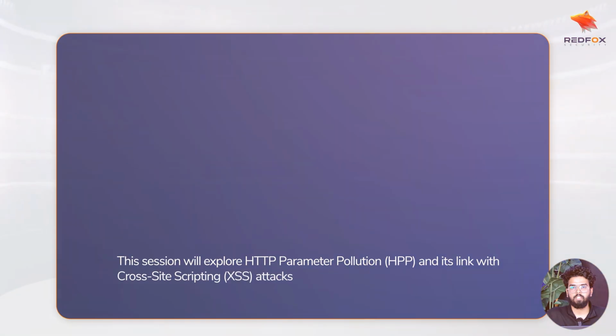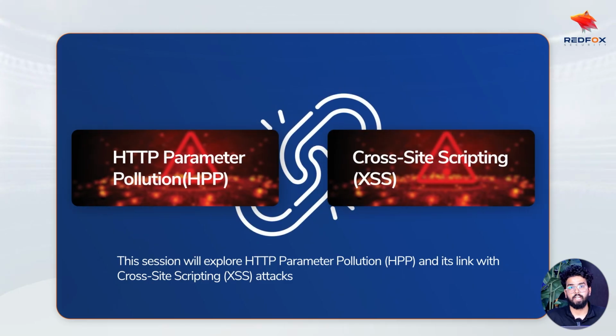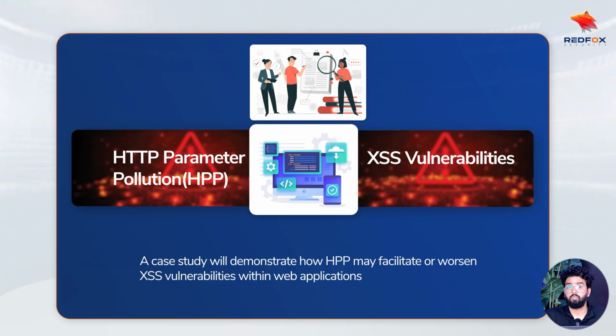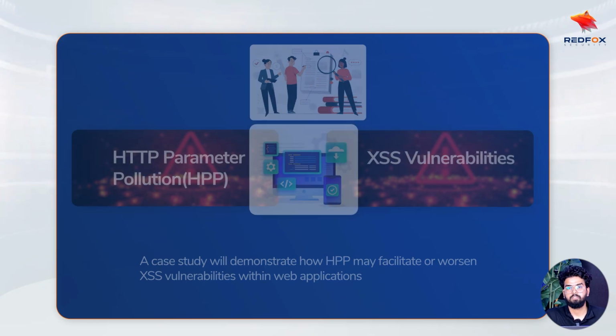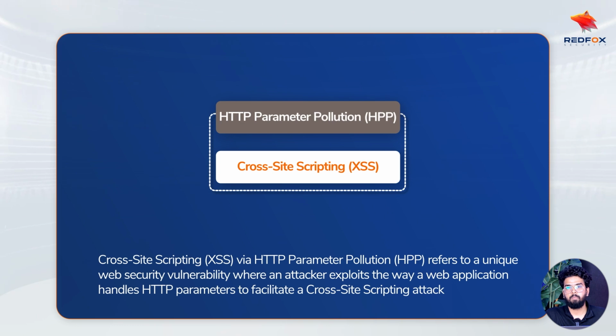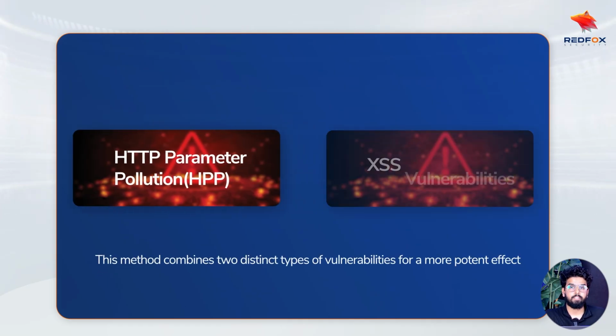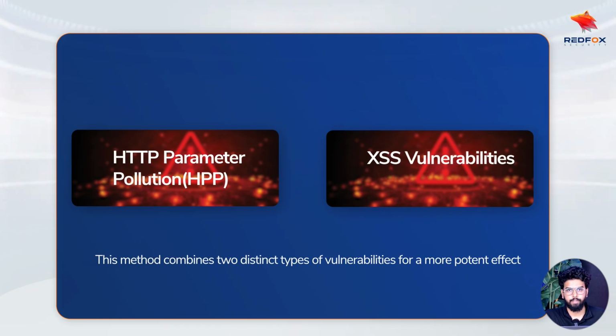Second practical of HTTP lab, examining the intersection of HTTP and XSS. This session will explore HTTP parameter pollution and its link with cross-site scripting attacks. So a case study will demonstrate how HTTP may facilitate or worsen XSS vulnerabilities within web applications. Cross-site scripting via HTTP parameter pollution refers to a unique web security vulnerability where an attacker exploits the way a web application handles HTTP parameters to facilitate a cross-site scripting attack. This method combines two distinct types of vulnerabilities for a more potent effect.